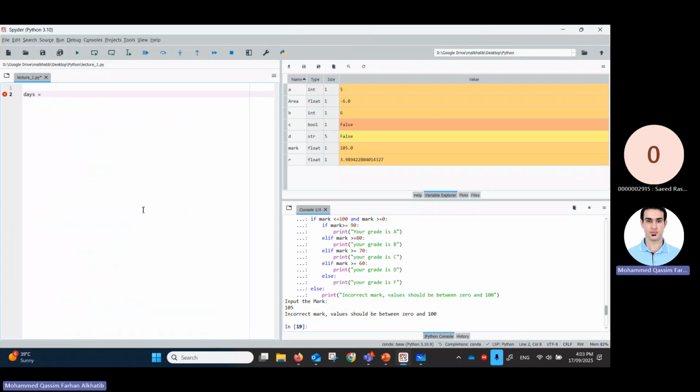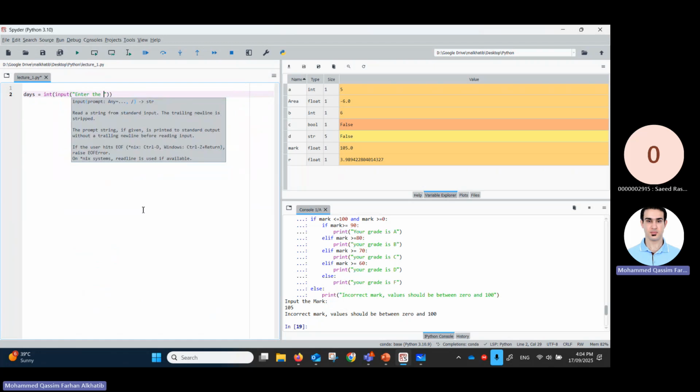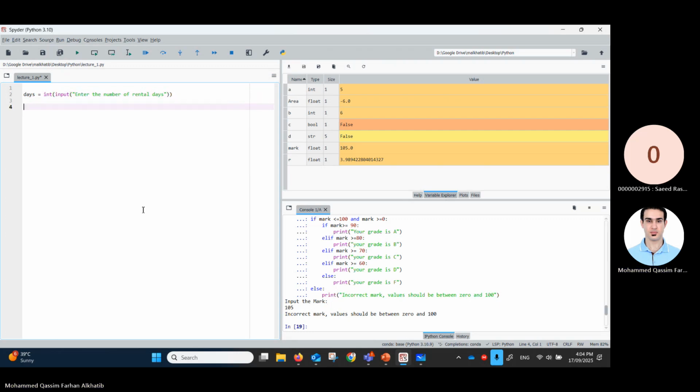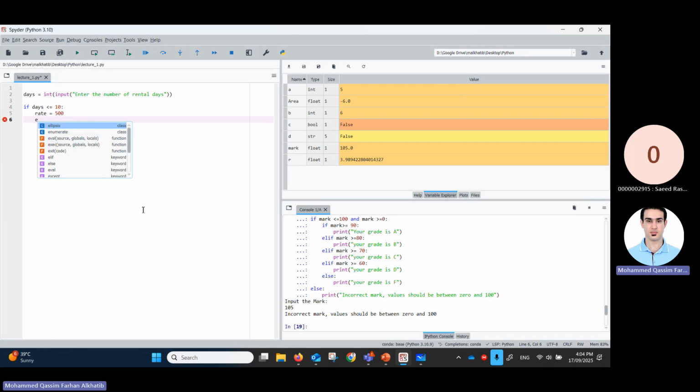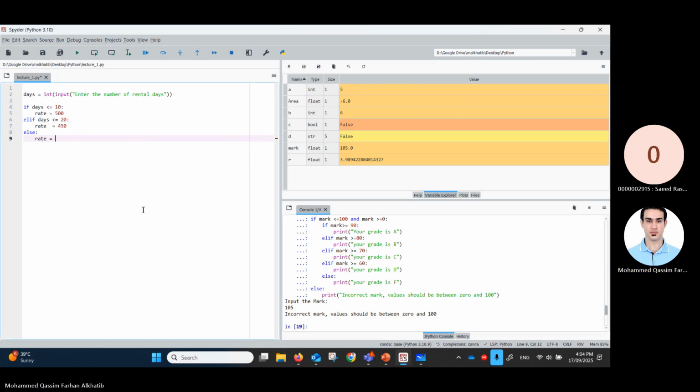Okay, so let's write it real quick in Python. Days equal integer input, enter the number of rental days, and then if days is less than or equal 10, rate or daily rate equal 500, elif days less than or equal 20, then the rate equal 450, else rate 400.